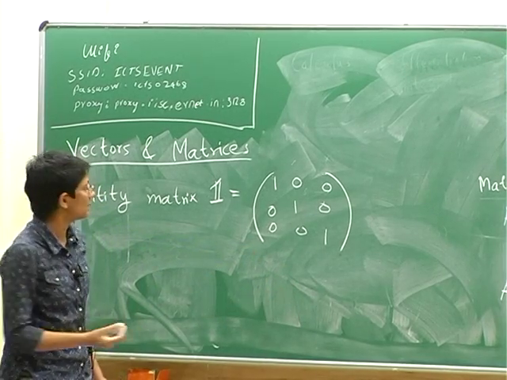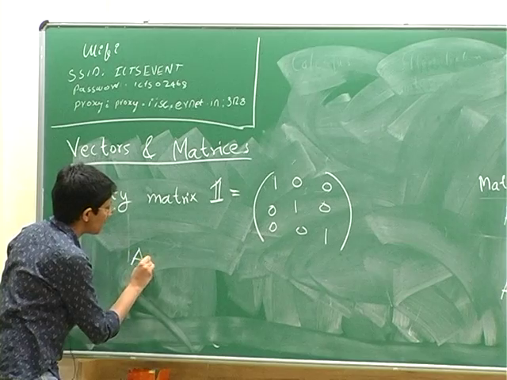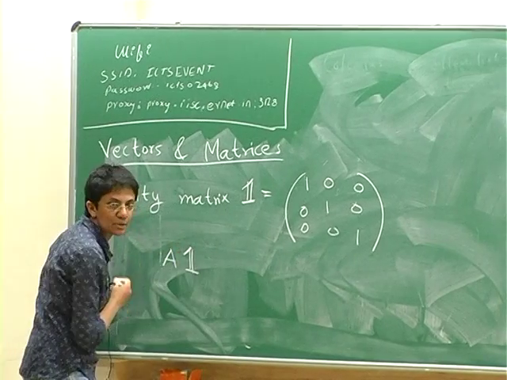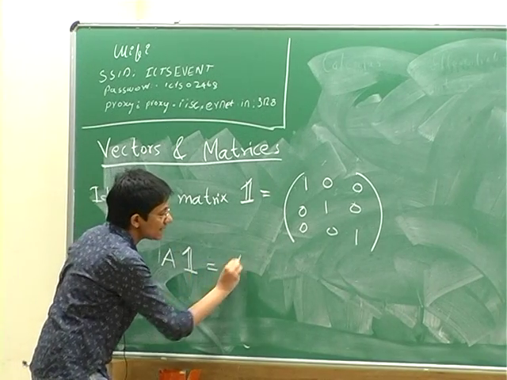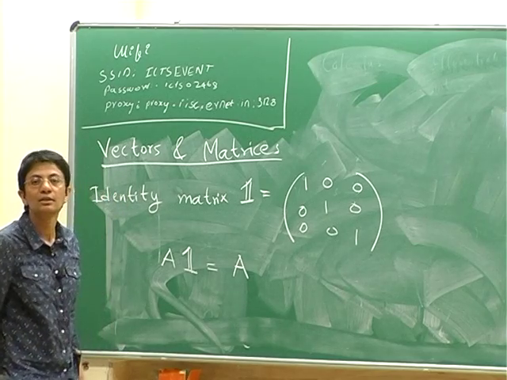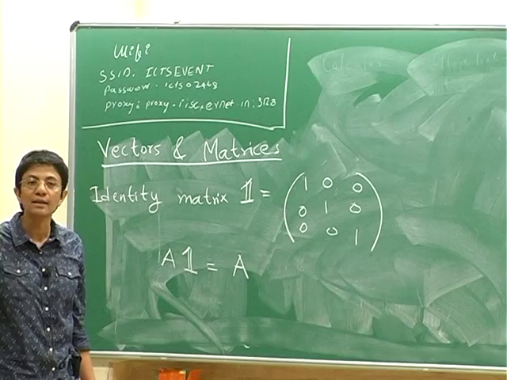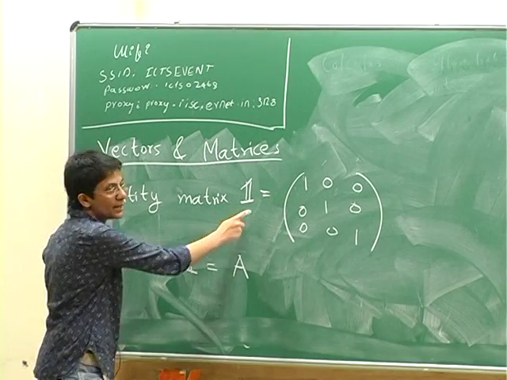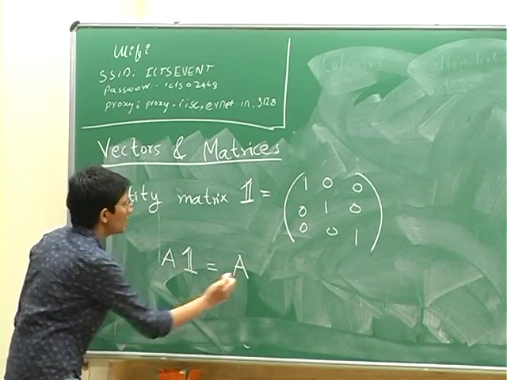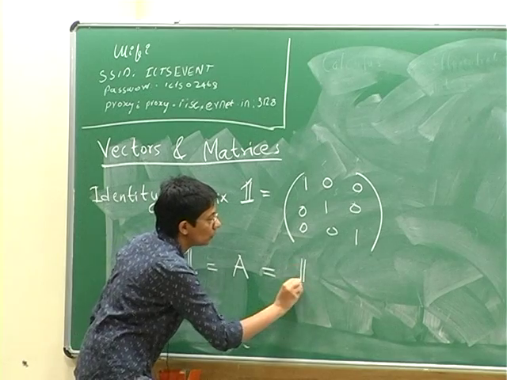What is the meaning of that? It means that if I multiply any matrix with the identity matrix, I get A back. When I multiply 2 into 1, it is 2. So the role of 1 is played by this matrix. It's also equal to this.